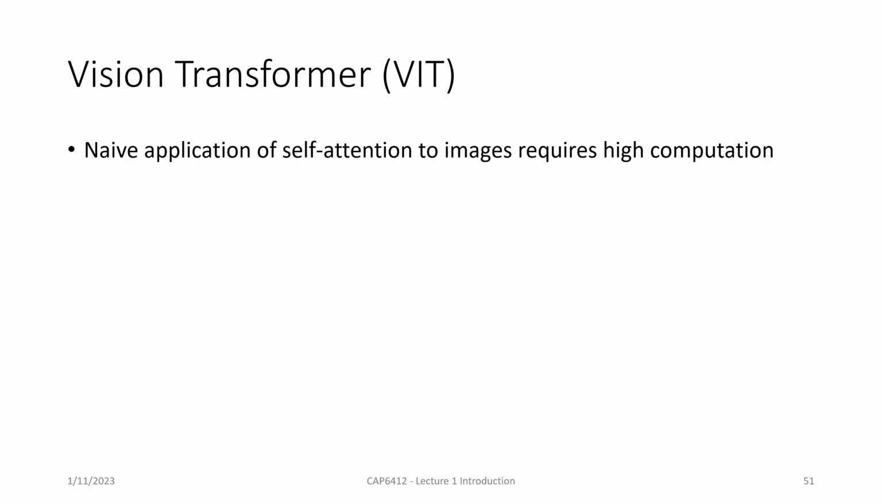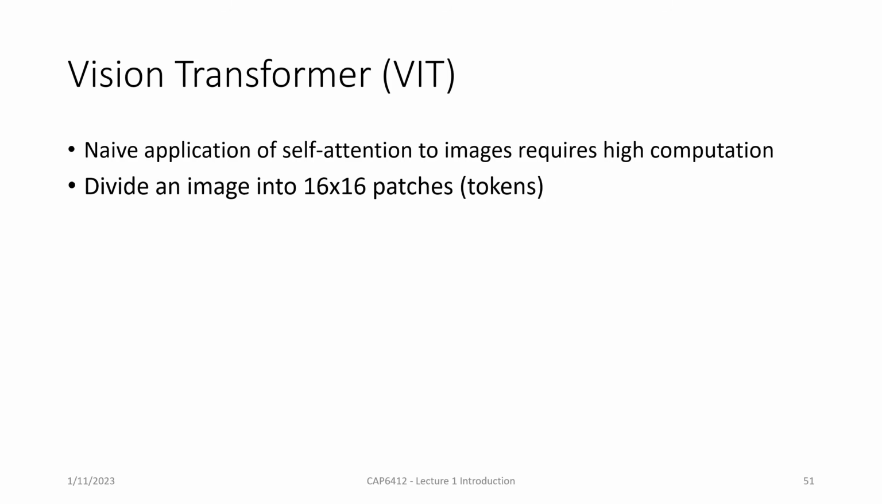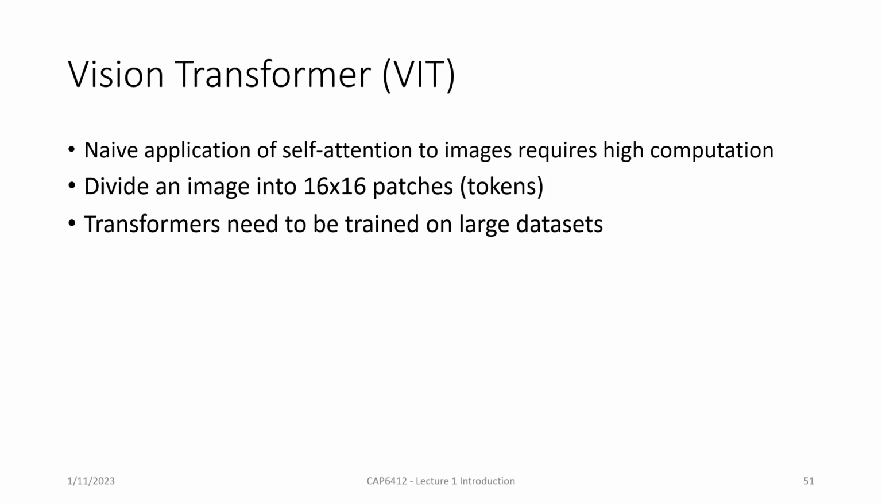Now you can do self-attention at the pixel level. You can consider each pixel as a token, but there would be a lot of computation, so that's not possible. So that was a problem. What they did was divide an image into 16 by 16 patches, and each patch becomes a word or token.